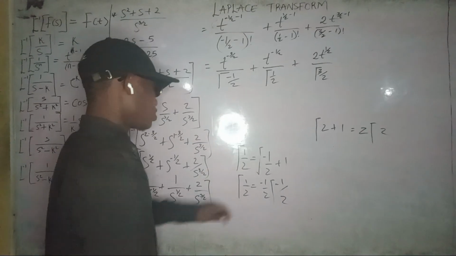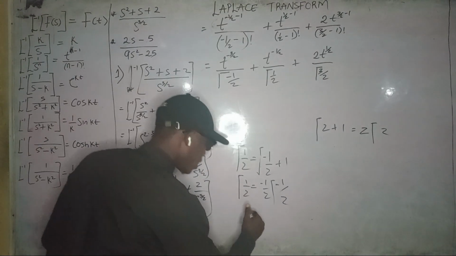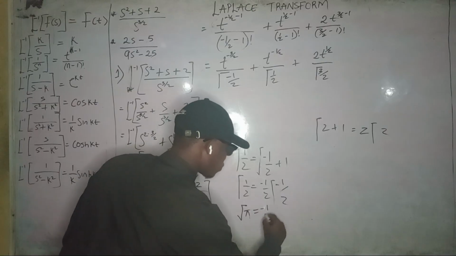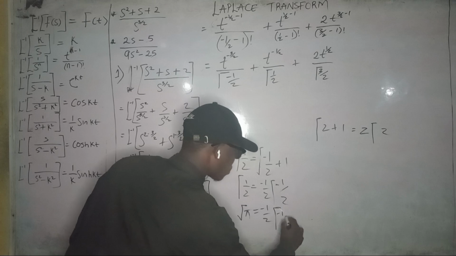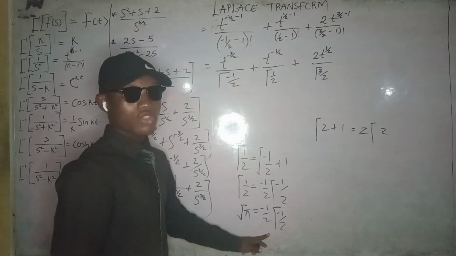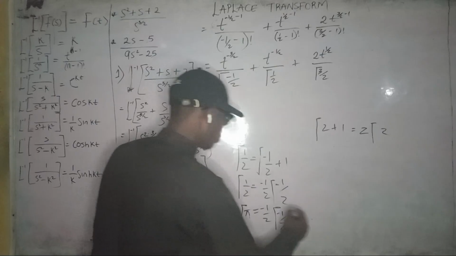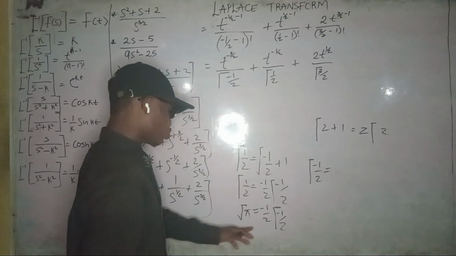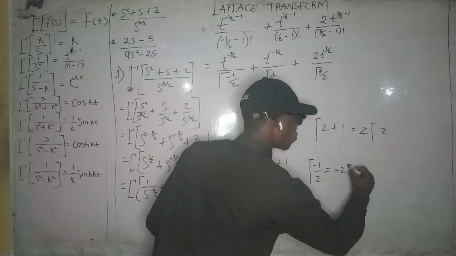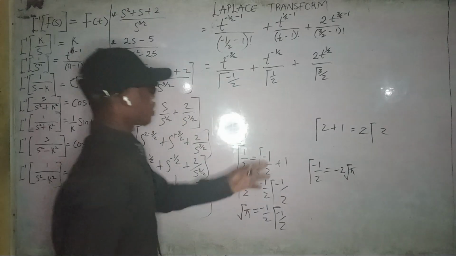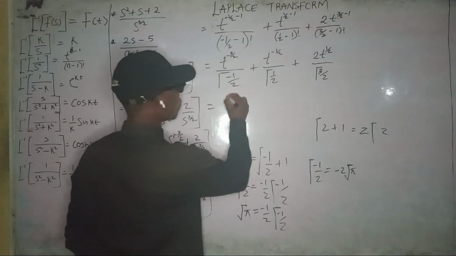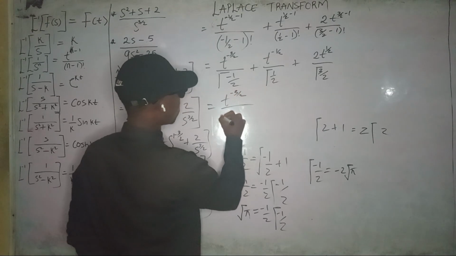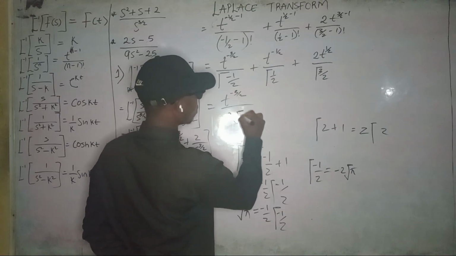At the end of the day, this is equal to the square root of pi, and this is equal to minus 1 over 2 times the gamma function of minus 1 over 2. Making the gamma function of minus 1 over 2 the subject of the formula, we get the gamma function of minus 1 over 2 equal to minus 2 root pi. So that is what we are going to get here. So this will be equal to t raised to power minus 3 over 2 over minus 2 root pi.